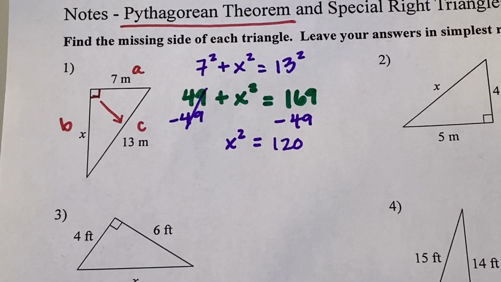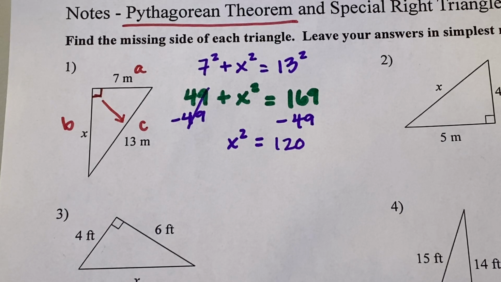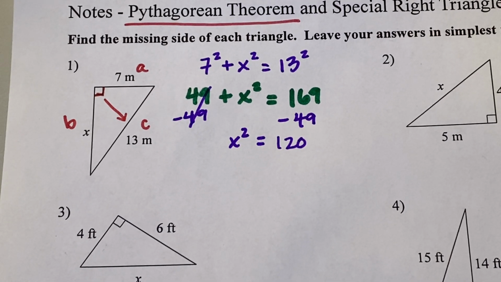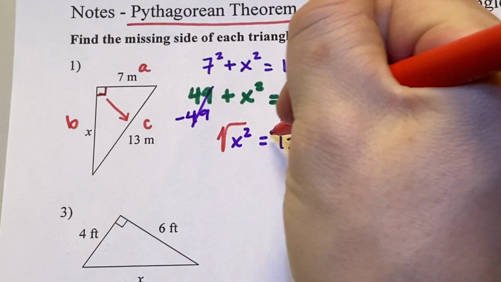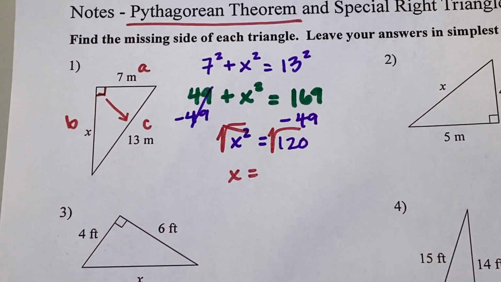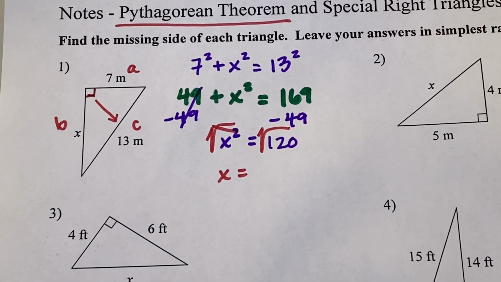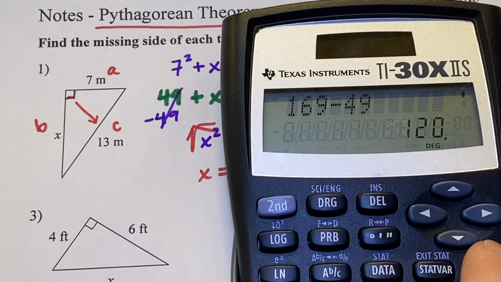My last step. I have to get rid of this squared. What is the opposite of squaring something? Square root. Good. Just like addition and subtraction are opposites, multiplication and division are opposites. The opposite of squaring something is taking the square root. Now here's the thing. I don't know what the square root of 120 is. I don't think that's a perfect square number. So let's punch it into our calculator.